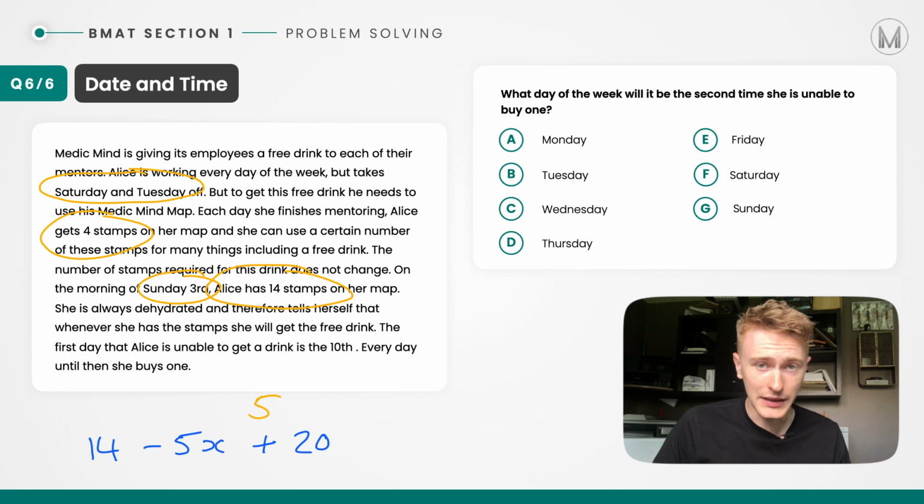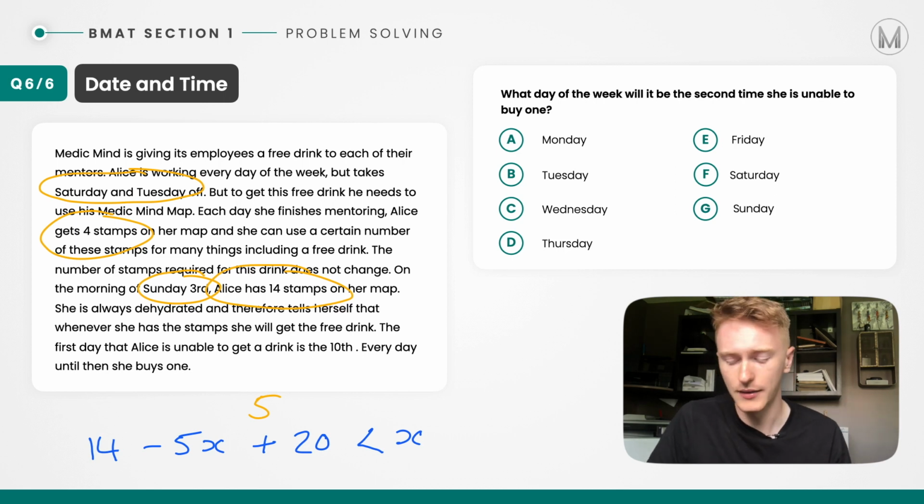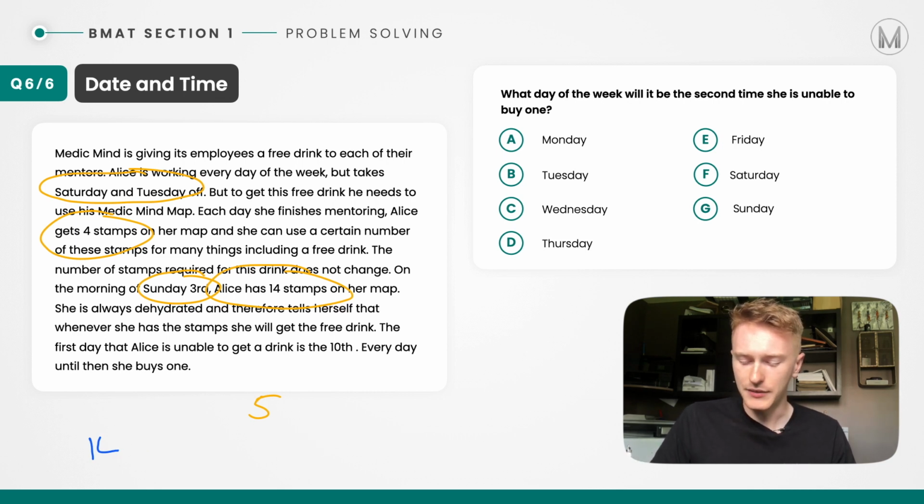And we know that that should be less than the cost of a drink, because at the end of all of those 5 days she can't afford a drink. So actually we can set up this inequality here. Now, if we just erase that through again and simplify it down, what we end up with is 34 minus 5x is less than x.